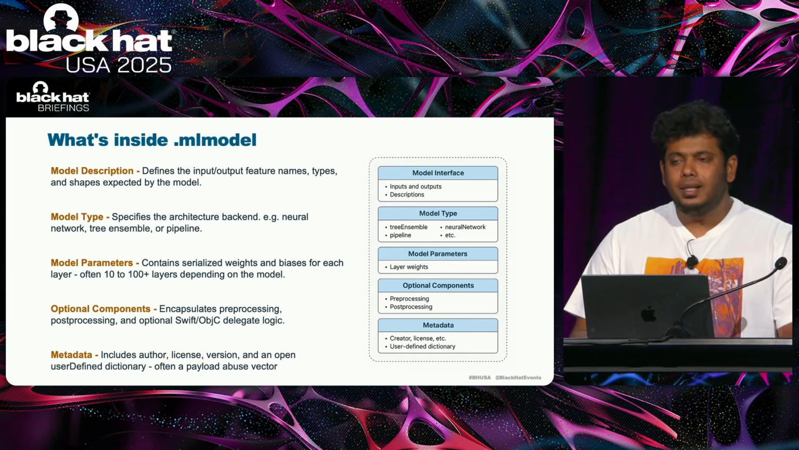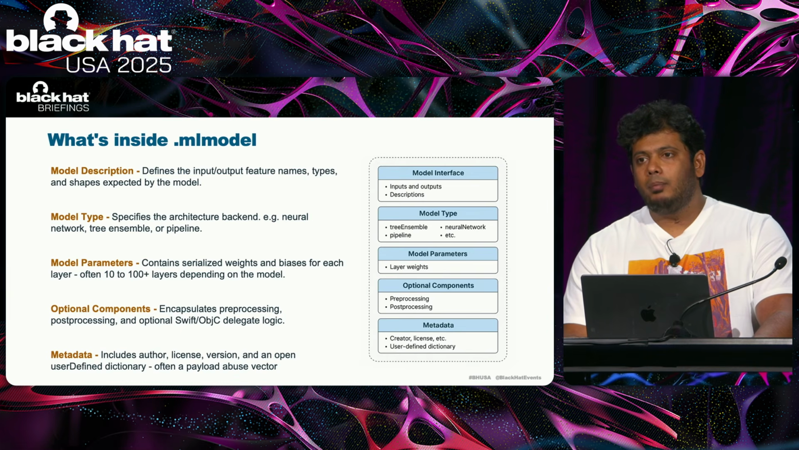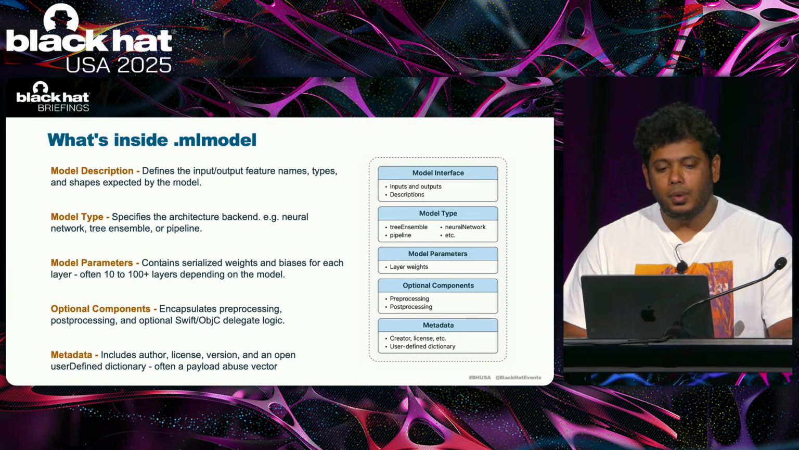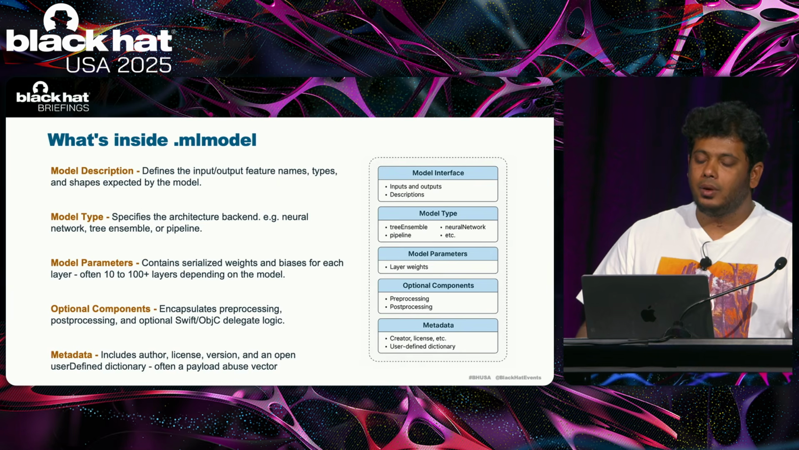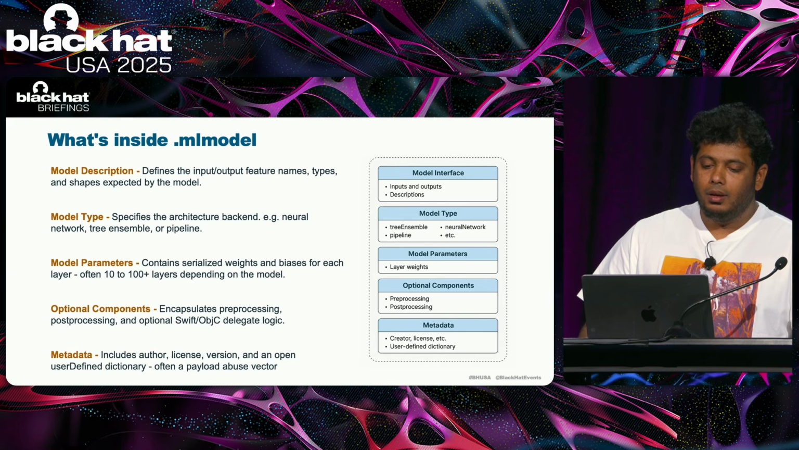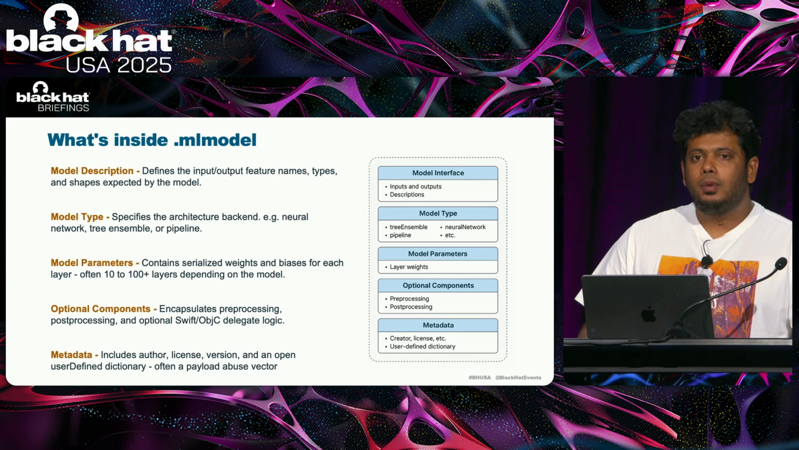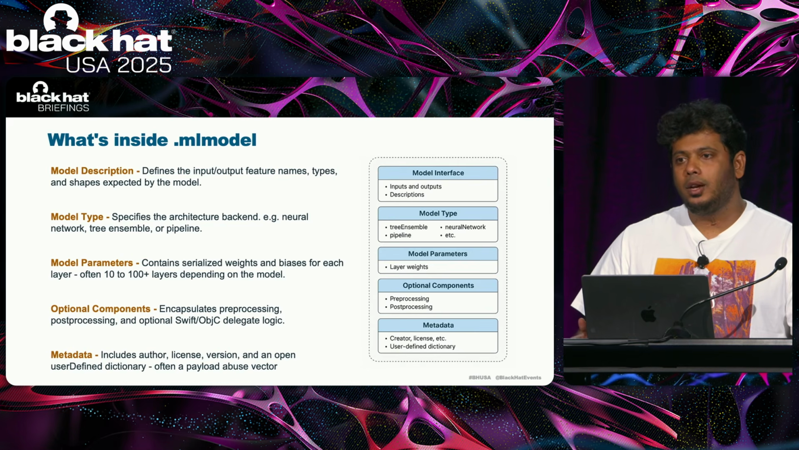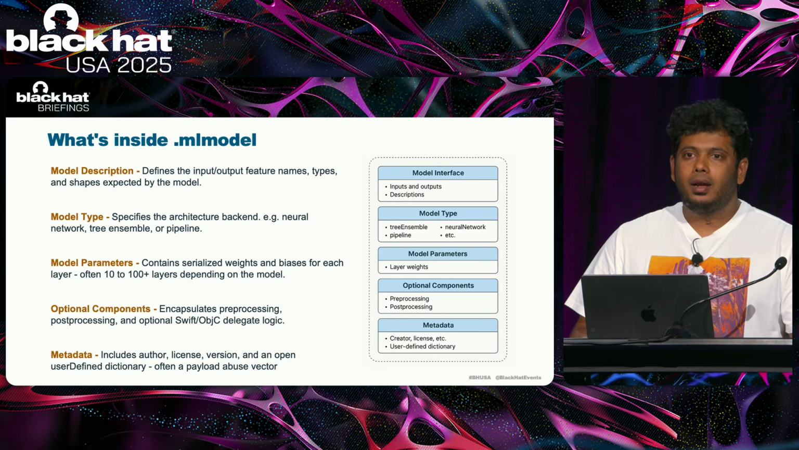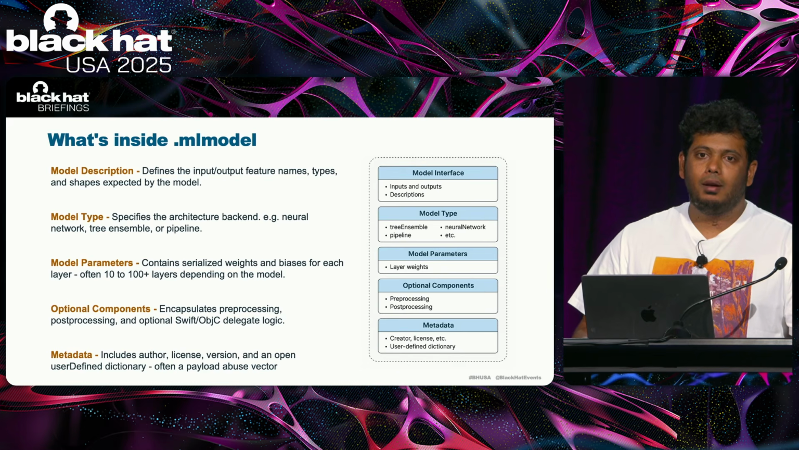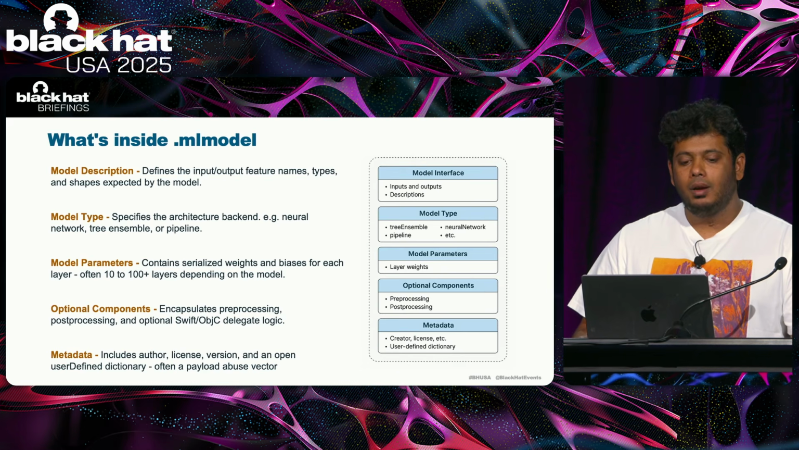So what's inside a model file? There are multiple components involved, and the core components are the model descriptions, which have your names, types, and what this model is all about, and the model type, and the model parameter. The model parameter is the core parameter, where all your trained data will be sitting in your model weights. There are tens to hundreds of model layers that you can use in that particular parameter.